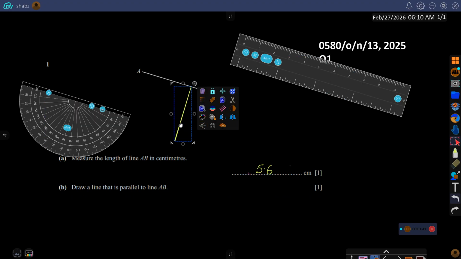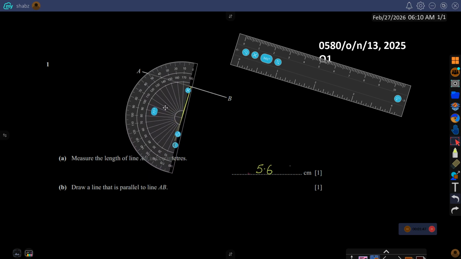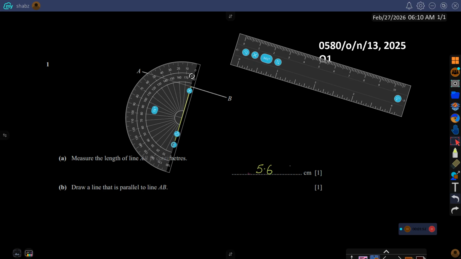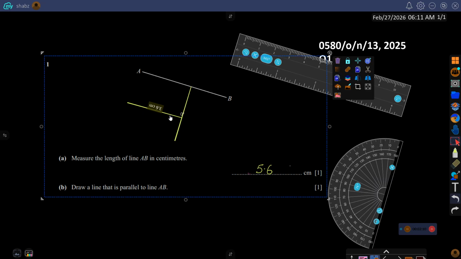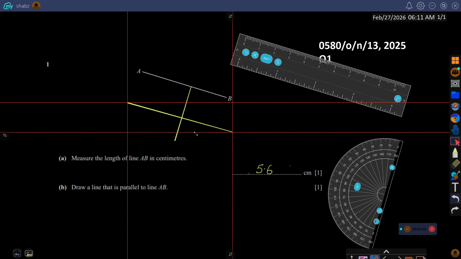Then take again the same protractor, place it on this line which you have drawn, the 0 line, same way how you have done in the previous case. The 0 line should be aligning, and then again take 90 degrees and draw a line at 90 degrees exactly. So here this line is the line parallel to the given line.